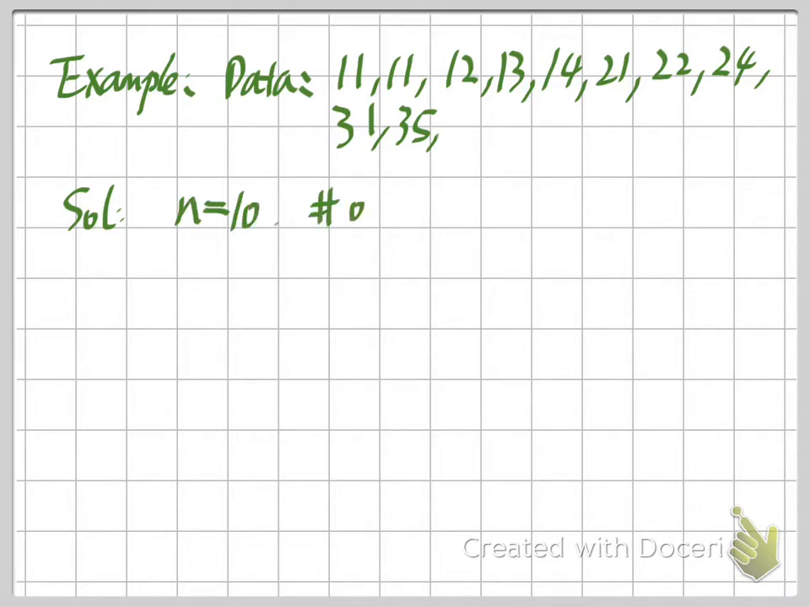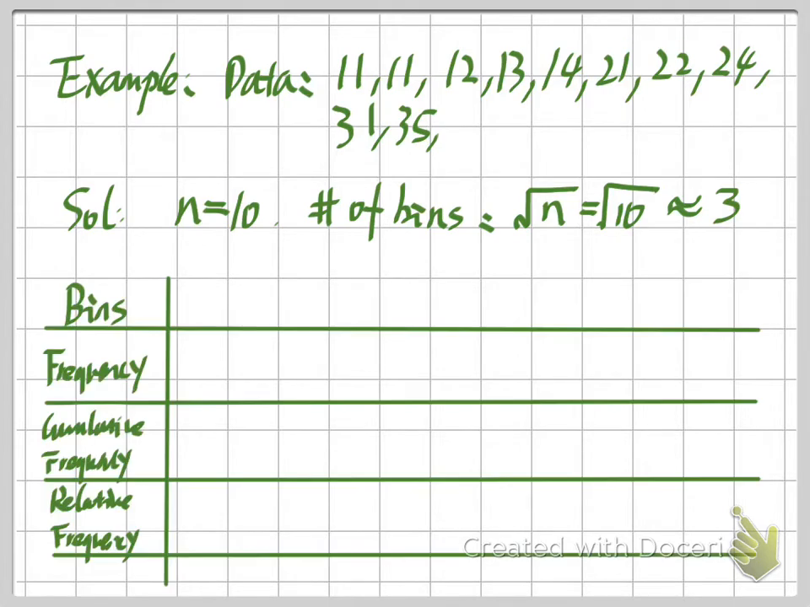So the number of bins is equal to the square root of the number of data here, that means the square root of n equals the square root of 10. Of course, this number is not an integer, but the number of bins should be an integer. So we just approximate this by 3. That means in this example, we prefer to have 3 different bins for our data. Now we know we want 3 bins, and we need to decide what the range is in each bin.